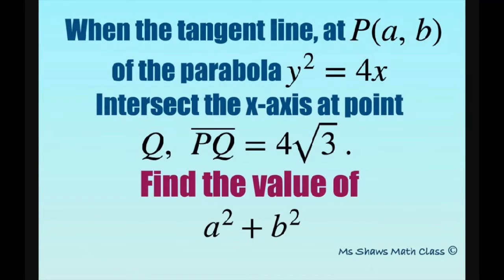Everyone. When the tangent line at point (a, b) of the parabola y squared equals 4x intersects the x-axis at a point Q, the length of segment PQ equals 4 square root of 3. We're going to find the value of a squared plus b squared.